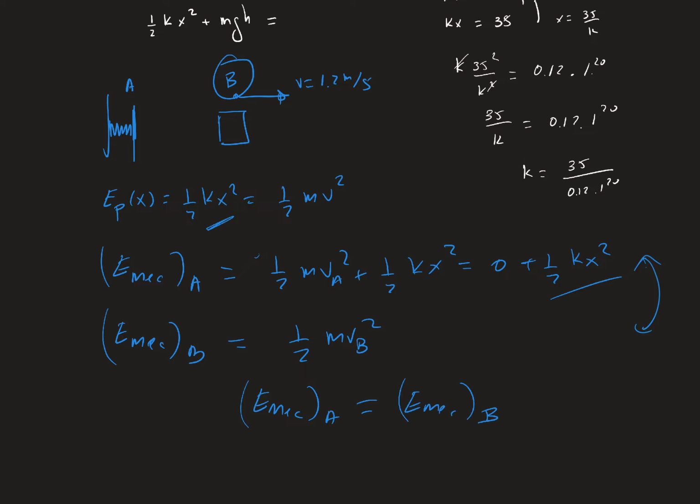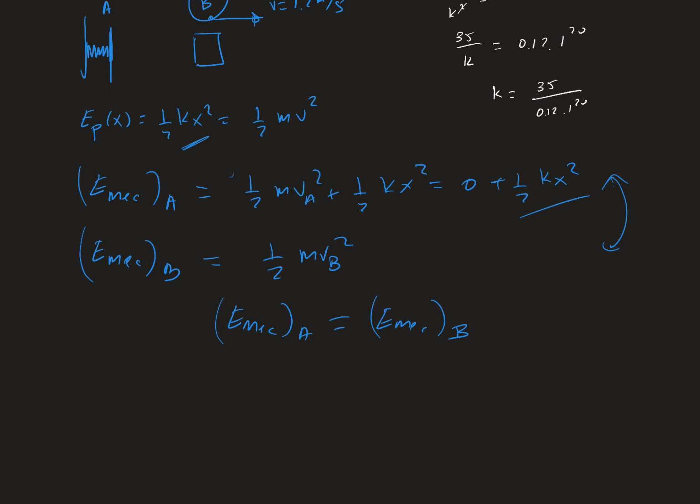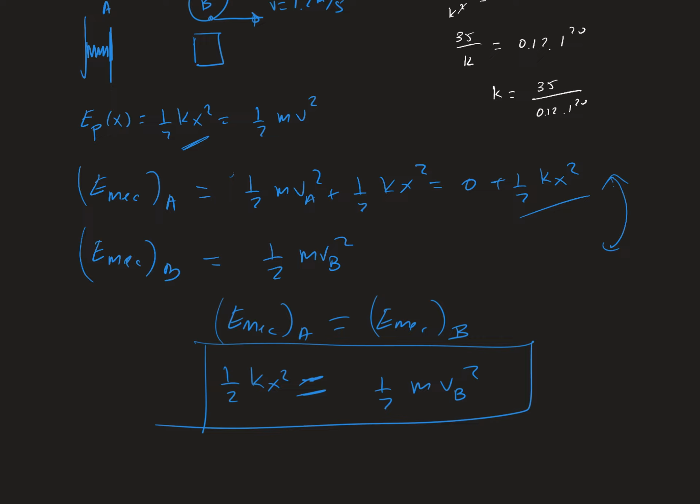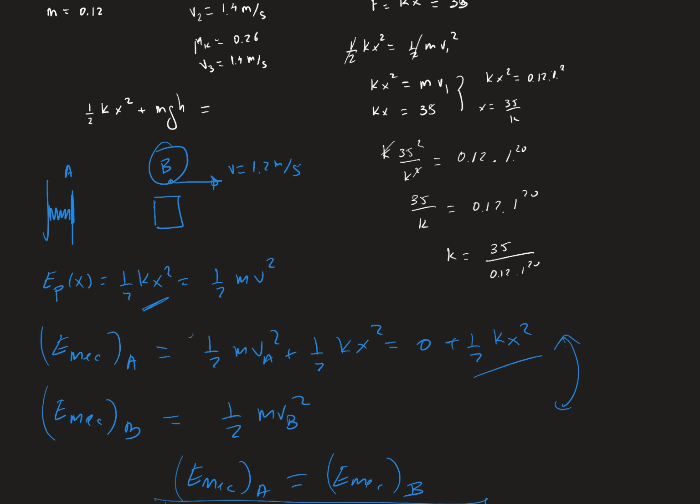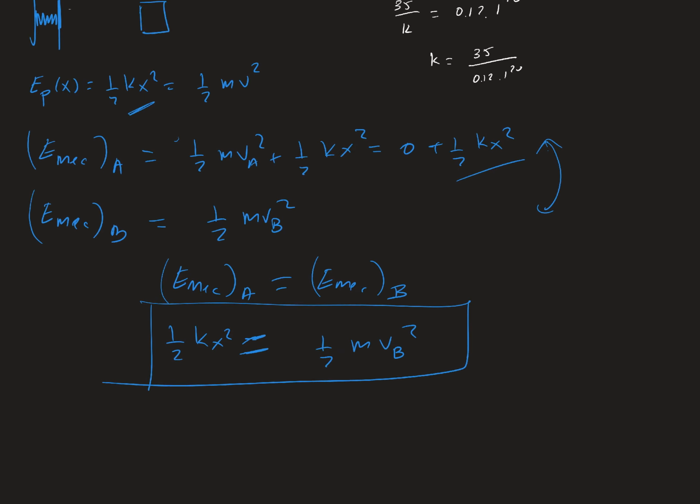So the equation will say that the mechanical energy at point A, 1/2 kx squared, equals the mechanical energy at point B, 1/2 mv squared. So I have this equation, and I have the other equation that says the force is 35 newtons, and the force is k times the compression. So I have two equations.